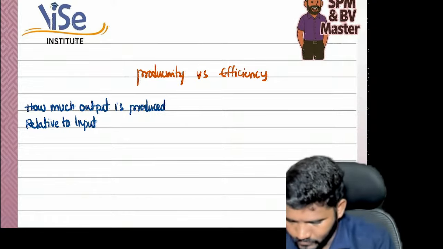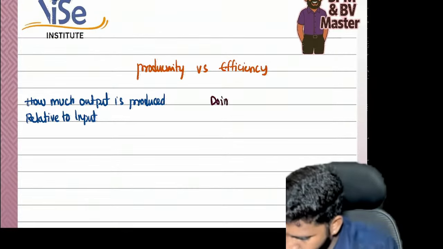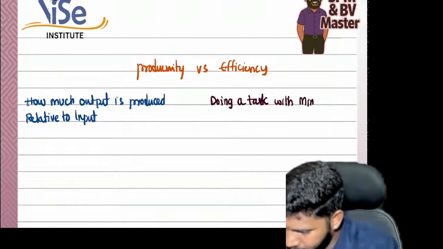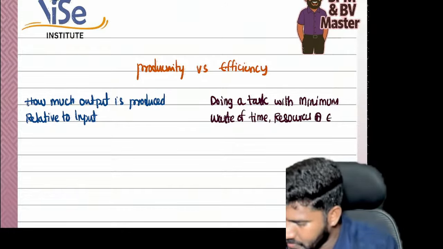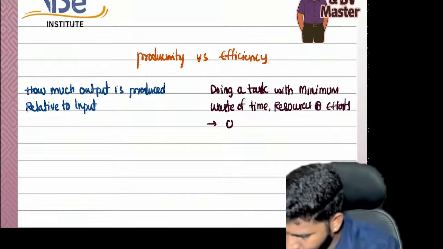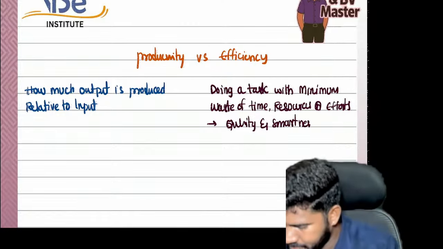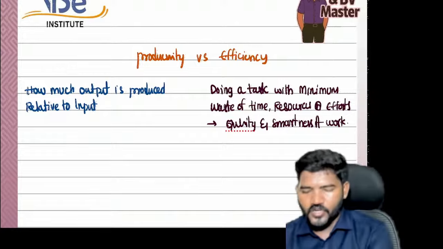Next, when it comes to efficiency: doing a task with minimum waste of time, resources, or efforts, like quality and smartness of work. Simply put, guys, take a general example to understand this.